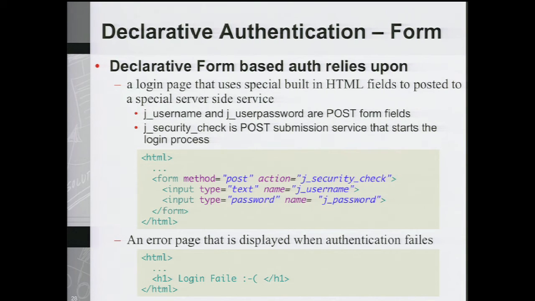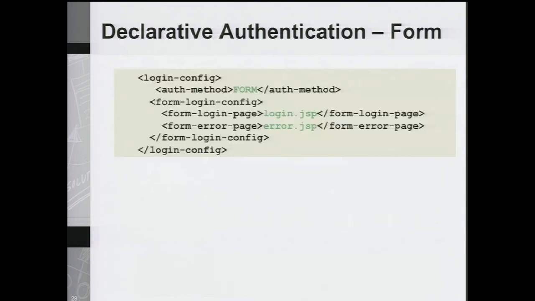So the idea here is that the J_security check is a very special service, a very special servlet that gets called upon, which does the authentication for you by the container. There is also an error page that's available. So if the authentication ever fails, it'll actually end up going to the error page. So in this model, when you say login config auth method form, you basically define the login page and the error page. And by the way, it can be the same page if you want. You can do some AJAX over there.